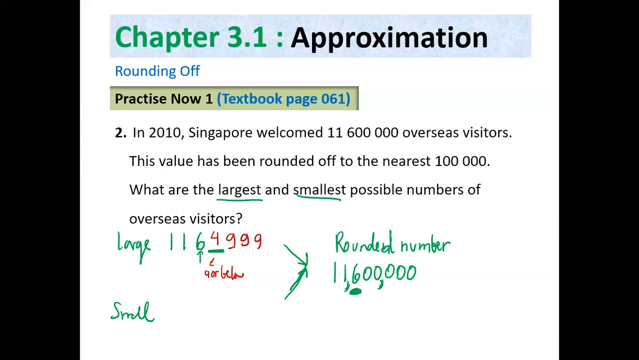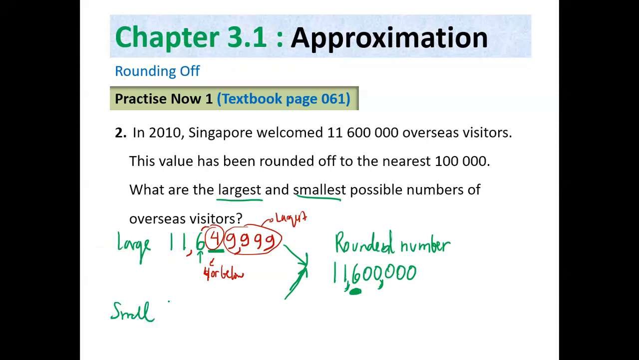9, 9, 9. See, if you round the number, you will still get 11,600,000. So why is this 9? Because in order to maximize the number, you want to find the largest, but the 6 stays because of the 4. That's how we think. It's supposed to be 4 or below. Then you may put 4 and then put the biggest number as much as possible.